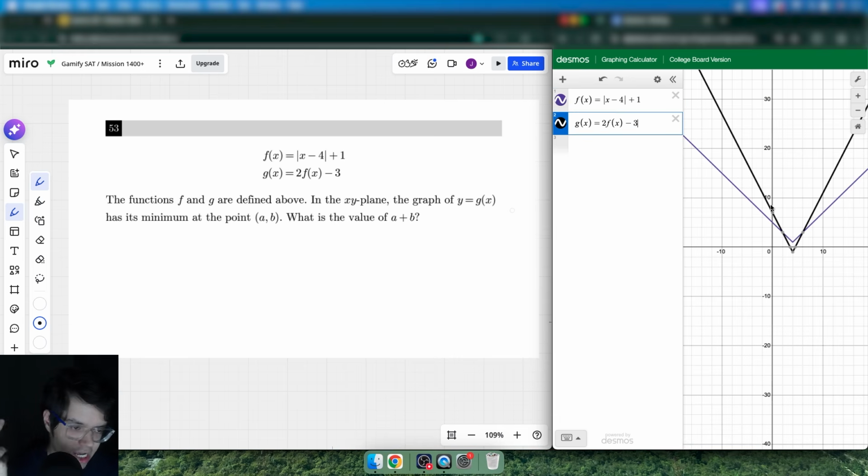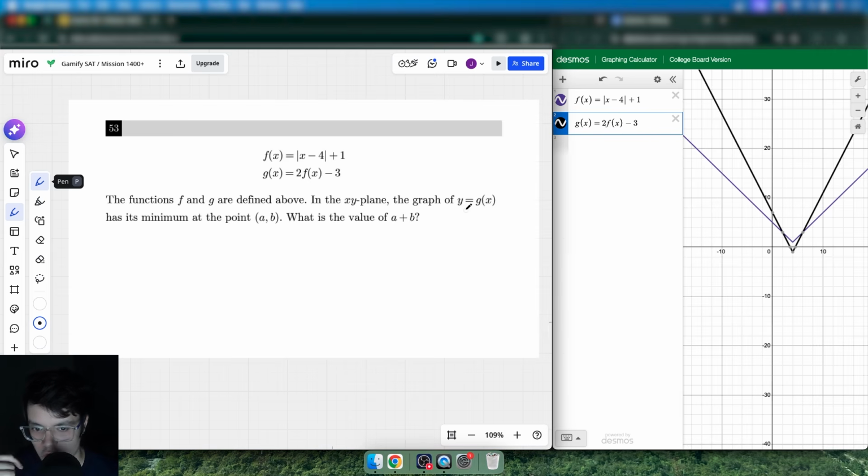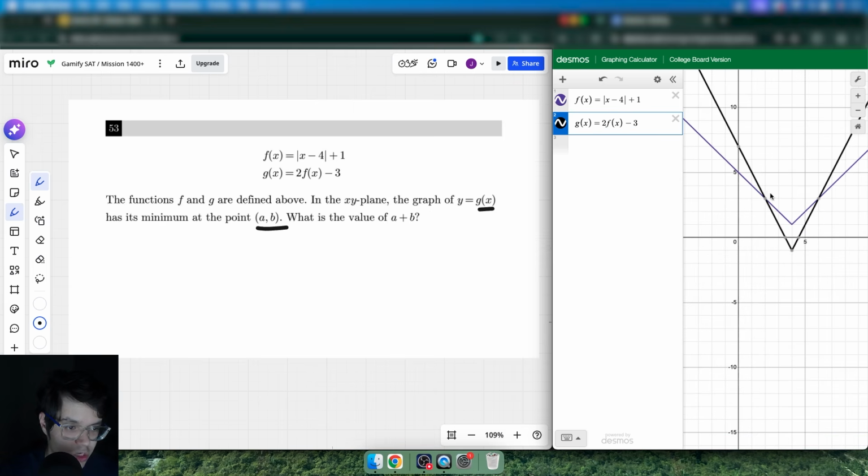One more here. So yeah, same stuff here. We just have these two different things. One is in terms of the other one. It says here, the graph of y equals g of x has a minimum at this point (a, b). What is a plus b? So the minimum is just another way of saying this bottom thing, this vertex essentially of it. So (4, -1). So we do 4 plus -1, that gives us 3.